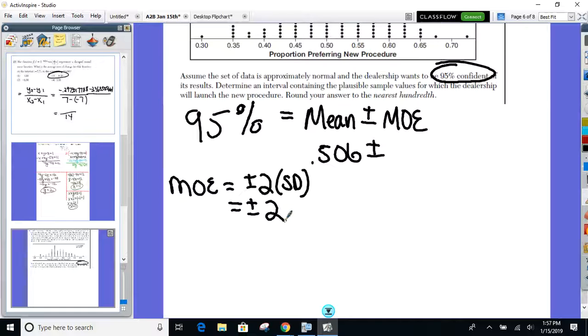Where's the standard deviation located? On the dot plot. And what's that one there? 0.078. So 2 times 0.078, and that'll be plus or minus 0.156. Okay, so 0.156. Now all you have to do is add the 2 and subtract the 2 and round to where it asks for.